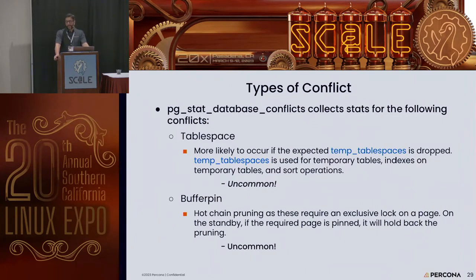Buffer pin is again a pretty rare case. Pinning of a buffer, in Postgres terms, is effectively a backend accessing a page, and it just wants to make sure that the page does not disappear from under its feet. So it increases a reference count, and a reference count for a page or a buffer greater than 1 indicates that it's pinned. And that's when, say, another backend process like the hot chain pruning process would run into a conflict, because it wants to acquire an exclusive lock here.